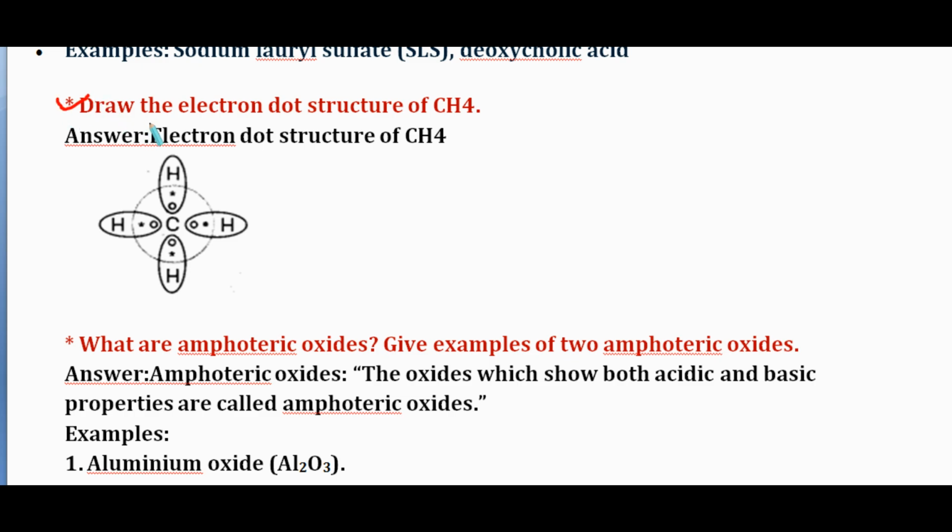Next question is, draw the electron dot structure of CH4. This is the electron dot structure of CH4. Carbon has 4 valence electrons, 1, 2, 3, and 4, and 4 hydrogens surround it by giving one electron each: hydrogen 1 electron, hydrogen 1 electron, third hydrogen 1 electron, fourth hydrogen 1 electron. This is the dot structure of methane, that is CH4.